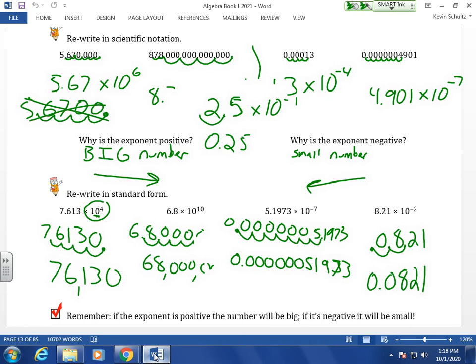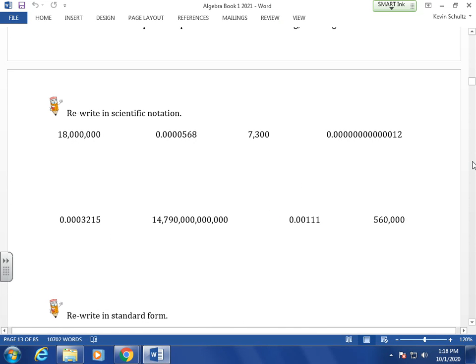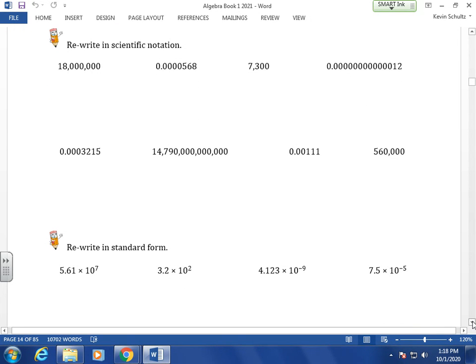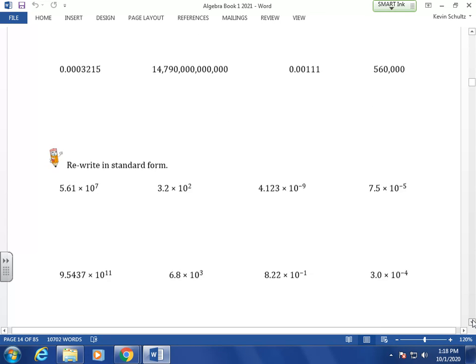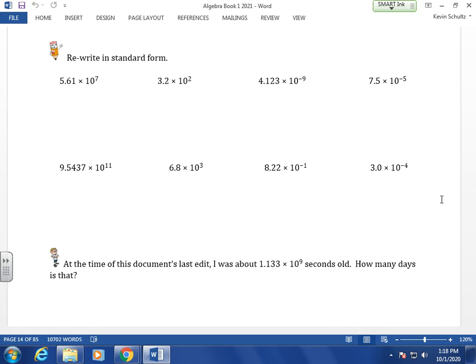Front side or first page? There is a second page. The second page is where you get to show me how well you understand this, or at least get to practice it. The first 8 are given to you in standard form. You need to rewrite them in scientific notation, like that first practice section on the front side. And then these are in scientific notation, and you need to write them in standard form, like that second section.